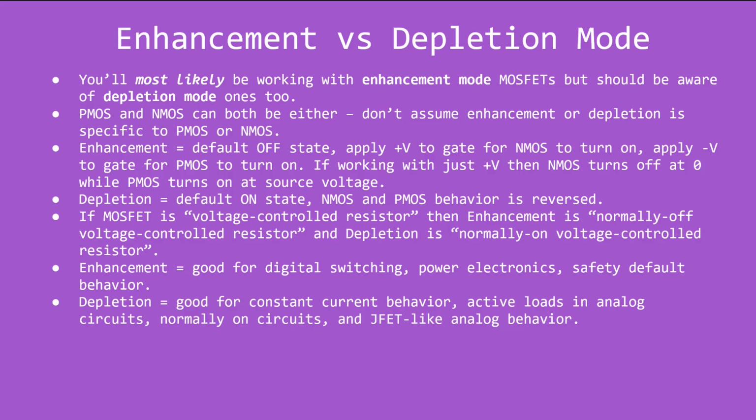So if you think of a MOSFET as a voltage controlled resistor, then enhancement is a normally off voltage controlled resistor, and depletion is a normally on voltage controlled resistor. Enhancement mode's good for digital switching, which is what it excels at, power electronics, and a safety default behavior because, again, it's normally off. So depletion actually has some uses.